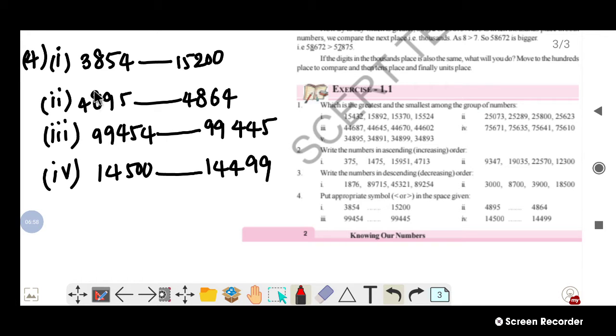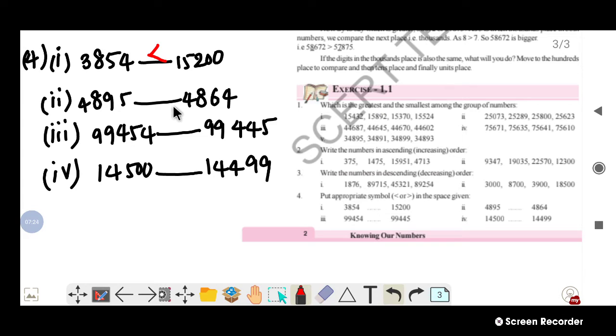Now here I'm going to write which is bigger, 3854 or 15200. Directly we can say that it is a 4-digit number and it is a 5-digit number, so definitely that should be bigger. That's why let's keep a less than like this. This one side it is less, the two sides is bigger. Keep in your mind.